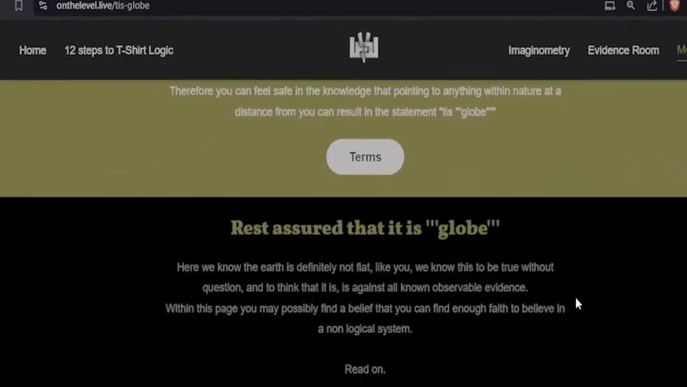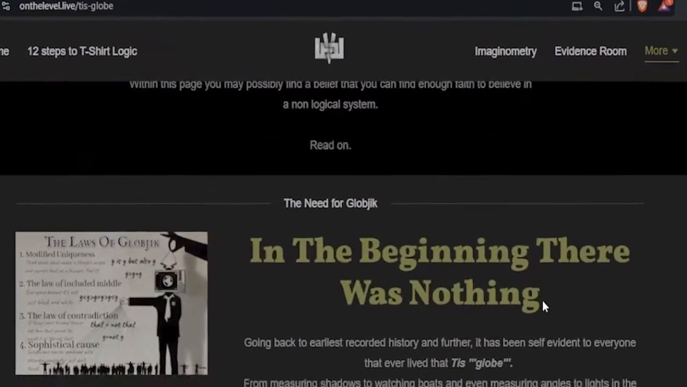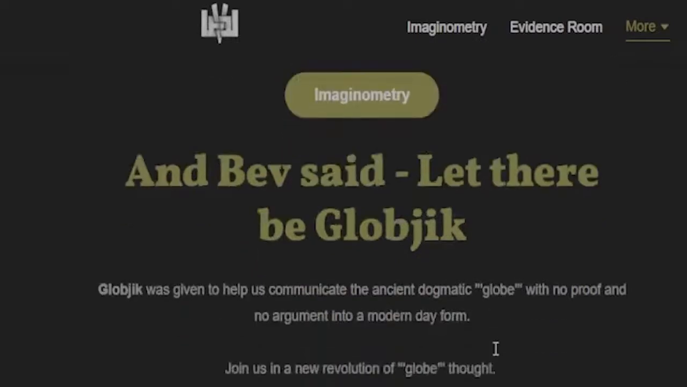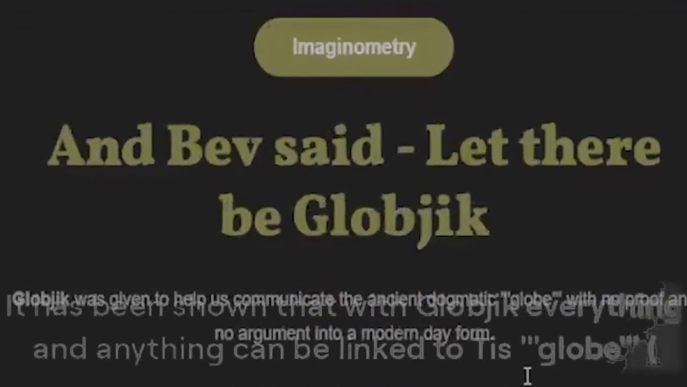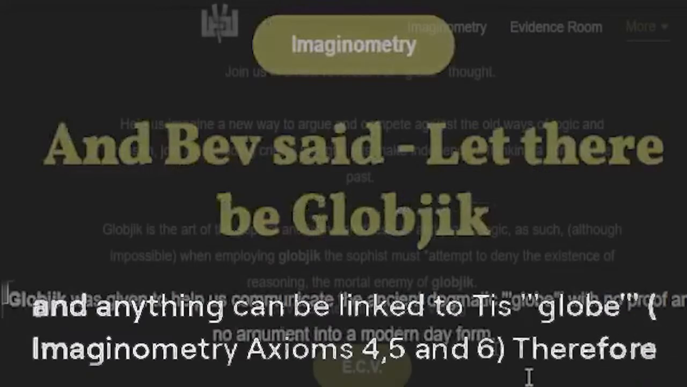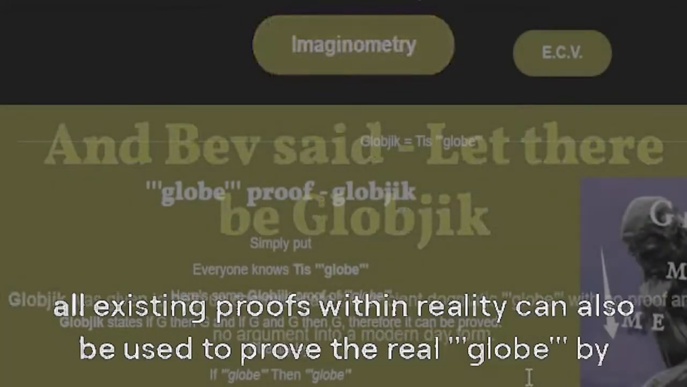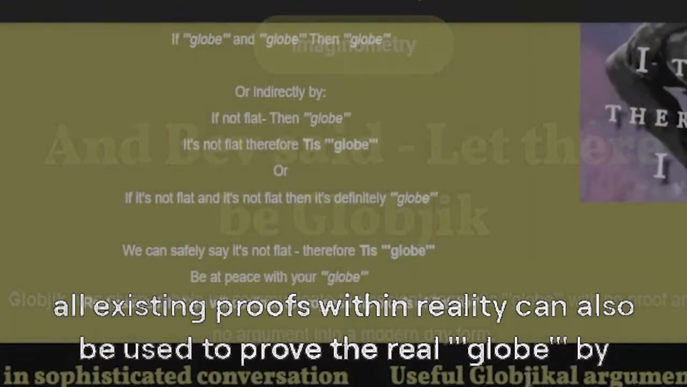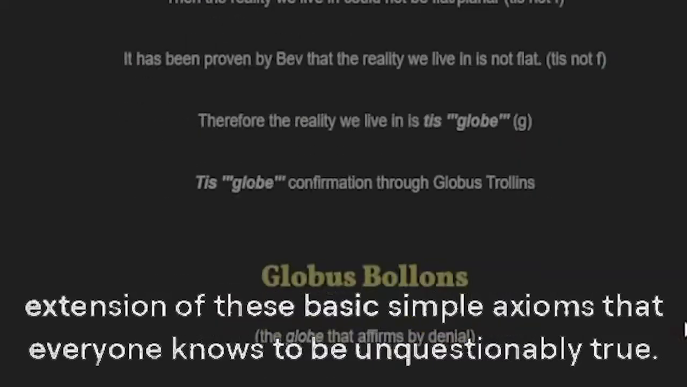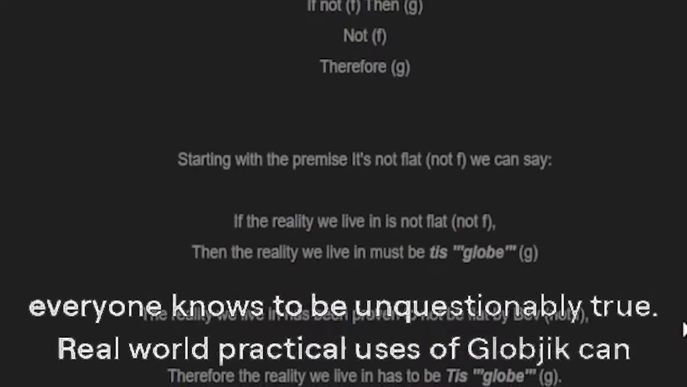So what is your proof of the globe? Well, it's dogmatic, isn't it? Everyone knows it's globe. It has been shown that with logic, everything and anything can be linked to the globe. Geometry axioms 4, 5, and 6. Therefore, all existing proofs within reality can also be used to prove the real globe by extension of these basic, simple axioms that everyone knows to be unquestionably true.